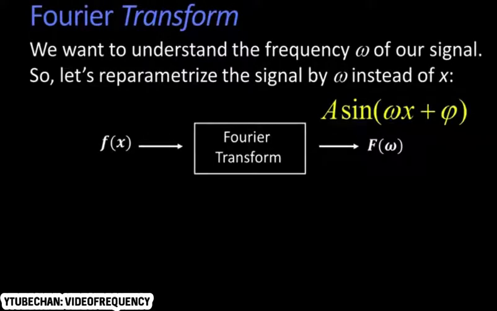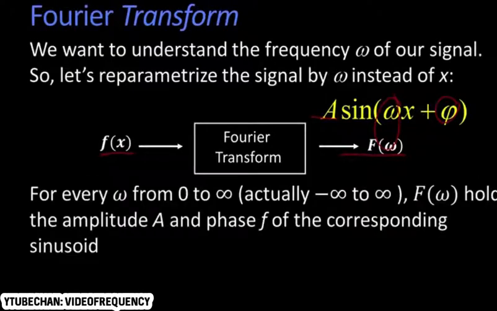And we do that by what's known as the Fourier transform. The Fourier transform is going to take some spatial signal and give us some properties that encode both the phase and the magnitude for each given omega. So we need the phase and the magnitude for each given omega, specifically for every omega from 0 to infinity. By the way, it's actually from minus infinity to infinity. The idea is that F of omega holds the amplitude and the phase of the corresponding sinusoid.